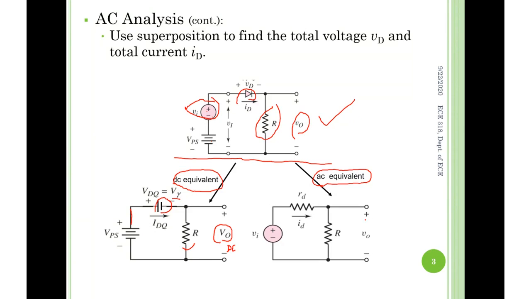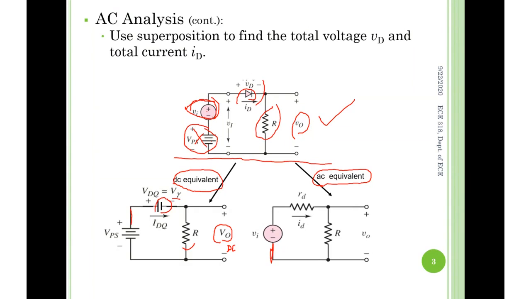On the other hand, in the AC analysis, what do we do? We need to find AC circuit. Keep the AC source, eliminate the DC source, right? Eliminate the DC source, what do we do? Short it as well, because the DC source is a voltage source.